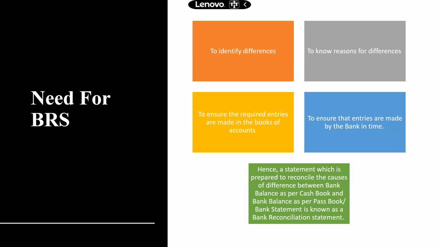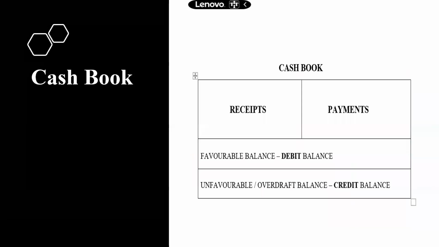So hence, a statement which is prepared to reconcile the causes of differences between the bank balance as per the cash book and the bank balance as per the passbook, or you also call it as a bank statement, is known as a bank reconciliation statement. So to fulfill these four needs, we are preparing a statement which is called as the bank reconciliation statement. Now, this is the most important part of BRS. You will have to understand this properly.